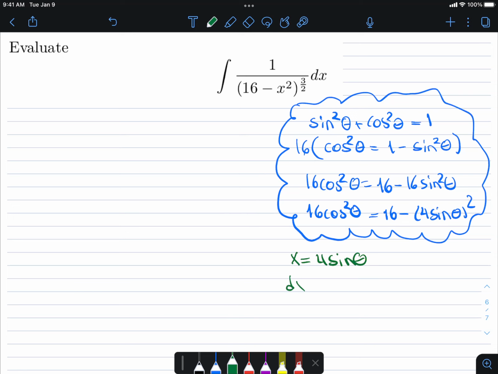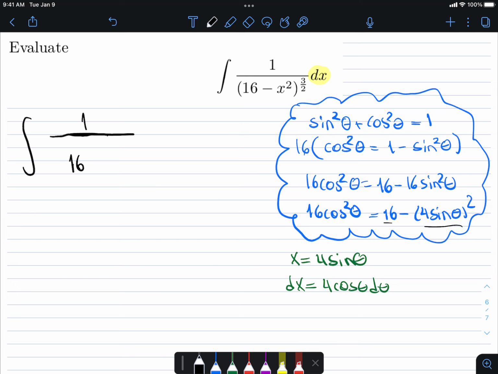So then dx is 4 times the derivative of sine, which is cosine theta d theta. So we're going to make that substitution and hope for the best, because we know that the denominator is going to work out well because of this, right? So I'll start that way. This is 1 over. So like we just did, 16 minus x squared is 16 cosine theta squared.